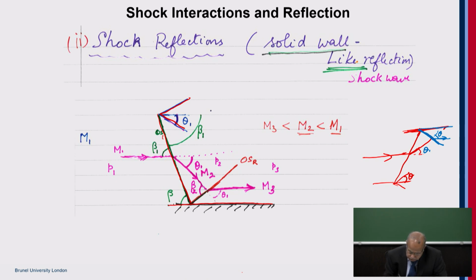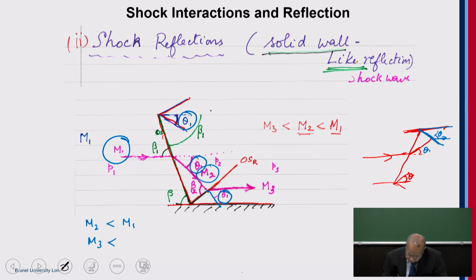Now, if you look at it, here is M1, the flow will decelerate. So M2 will be less than M1, and then again the flow will turn exactly by the same angle which it has turned. So here you can see that this has turned by an angle theta 1. This is theta 1. Again, the flow turns by an angle theta 1. The flow decelerates. Now we see M3 will be less than M2. So that's what we see. We see the deceleration process.